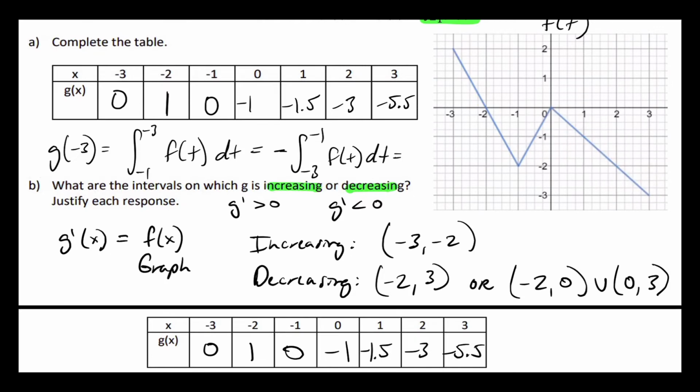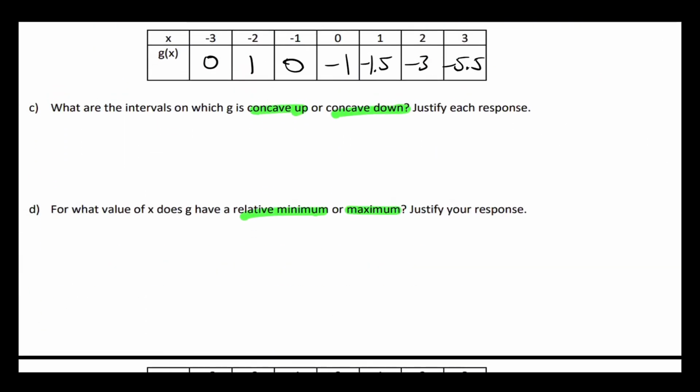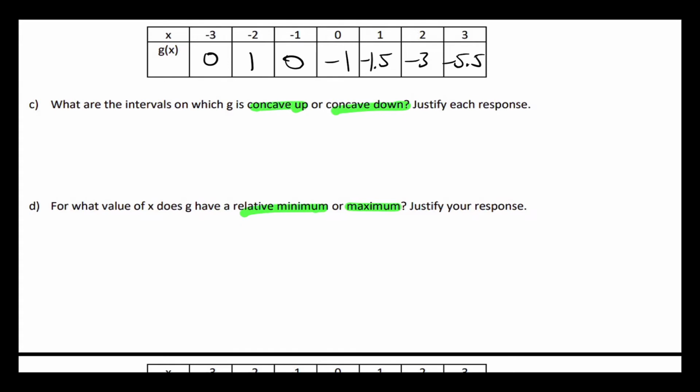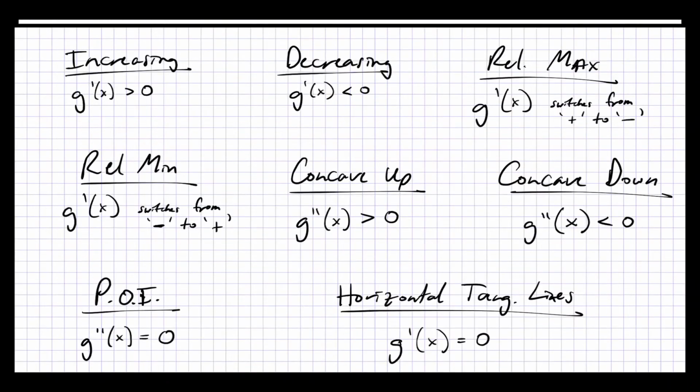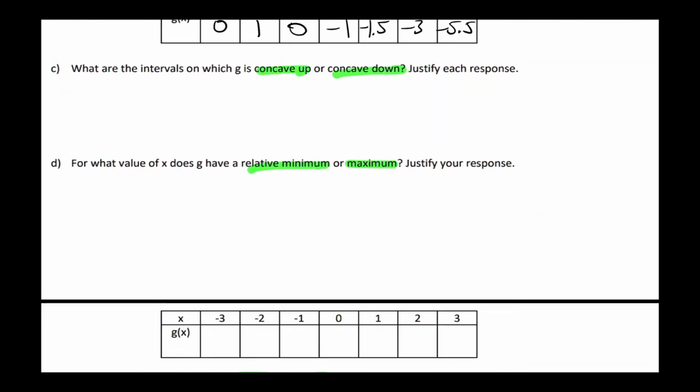I'm going to erase this because it's a different question now. Okay. What are the intervals of G on which G is concave up and concave down? Okay. So referring back to our cheat sheet here, we know that when G double prime is positive, concave up. When G double prime is negative, concave down. That's going to be our justifications. So G double prime positive, G double prime negative. That's our justifications there.